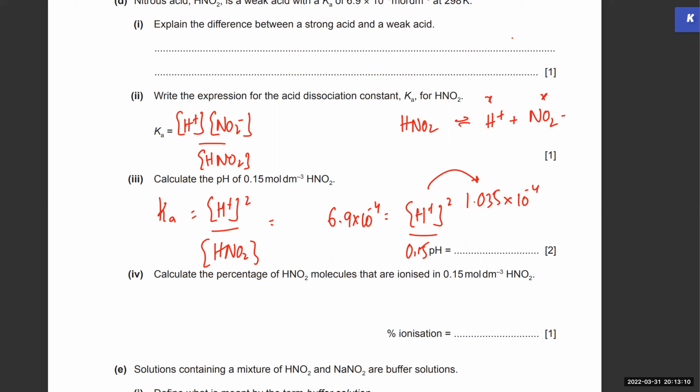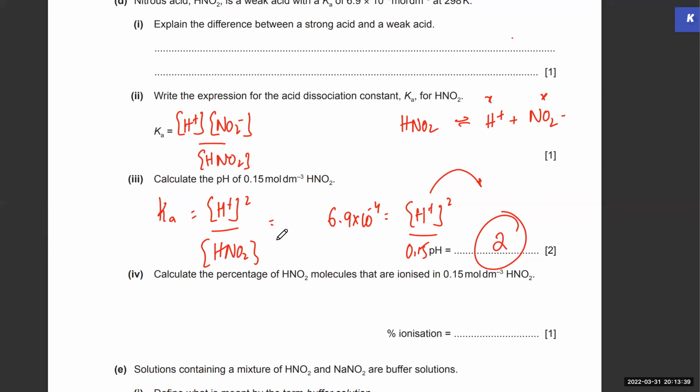Did you under-root this? I think you didn't. Oh yeah, I didn't. I need to root it. So 1.02 times 10 to the power -2. And if you take the negative log, you'll get 2.